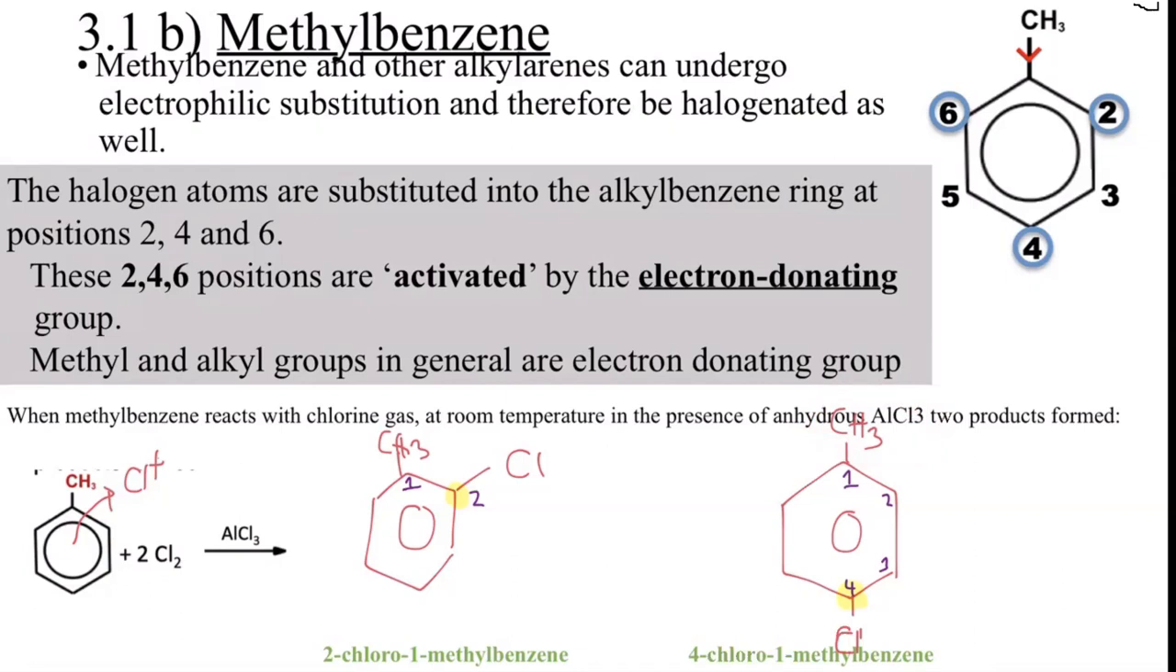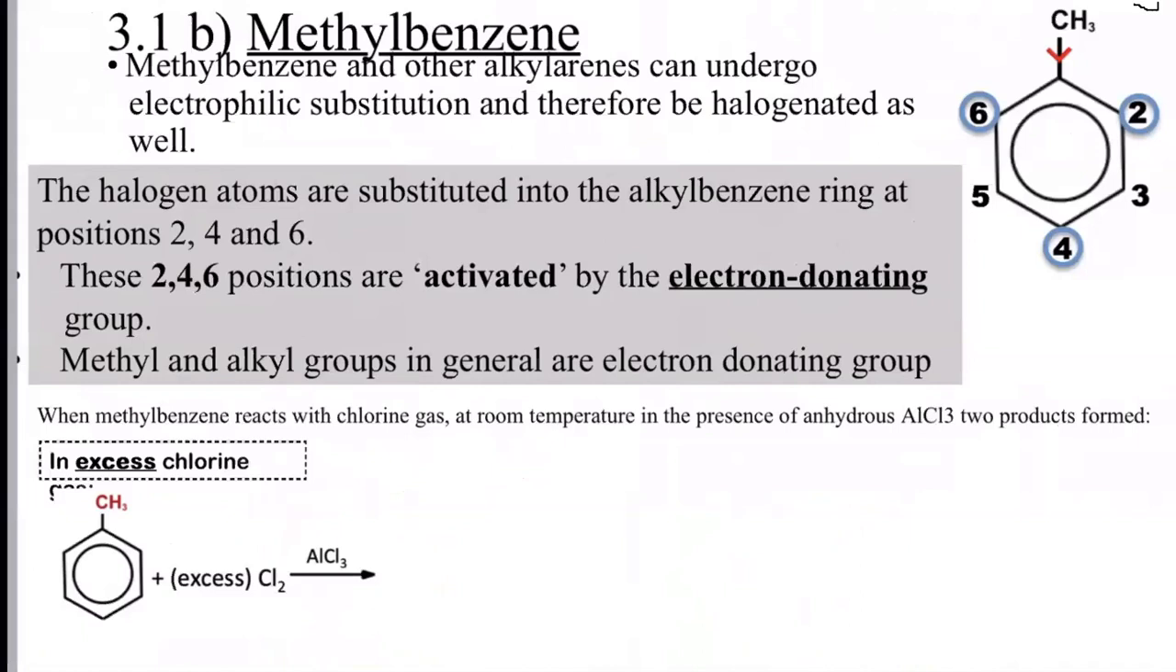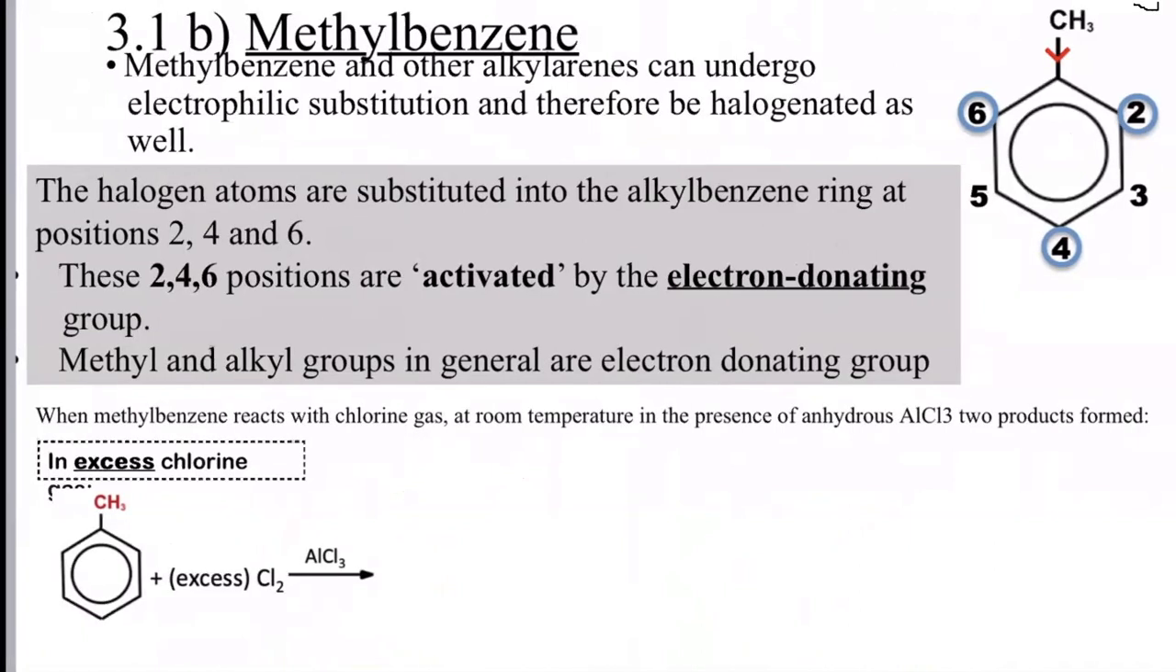What if you have chlorine in excess, which is in your notes, it's the bottom part, I think. It's the second. Yeah, hold on. Yep, in excess chlorine, okay? Even though you have excess chlorine, it will still be the 2,4,6 position that will be activated, okay? So your product will be, this time you have excess chlorine. I hope you can already tell the product.